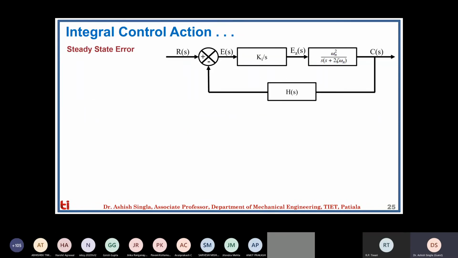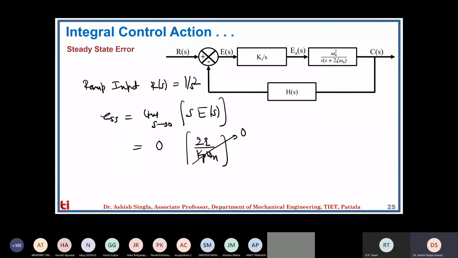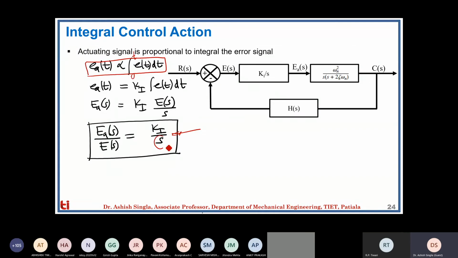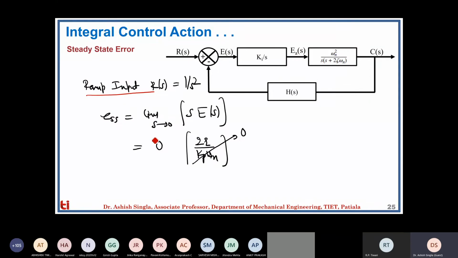Again we'll introduce this constant, and we'll find that the gain is Ki by s. And if we again calculate the steady state error, we'll see that for the ramp input in this case, because there is one s in the denominator, this s is extra. Because of this extra s, for the ramp input we have zero steady state error, which was finite in the case of derivative control action. So this is being reduced to 0 over here. So if we have to use the ramp input, ensure that we must have the integral control action in the controller.